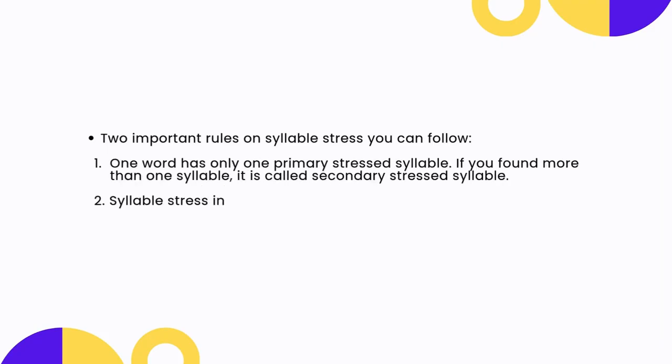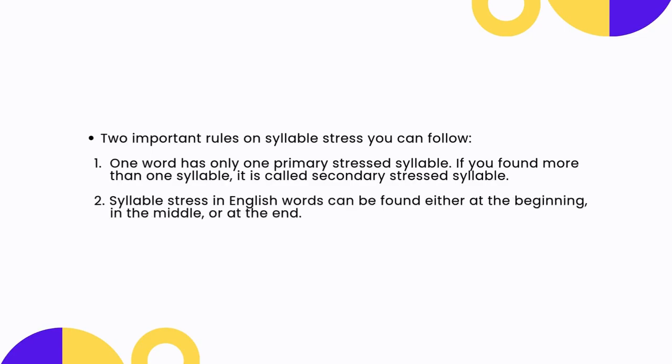Number one, a word has only one primary stressed syllable. If you find more than one stressed syllable, it is called a secondary stressed syllable. Number two, syllable stress in English words can be found either at the beginning, in the middle, or at the end.